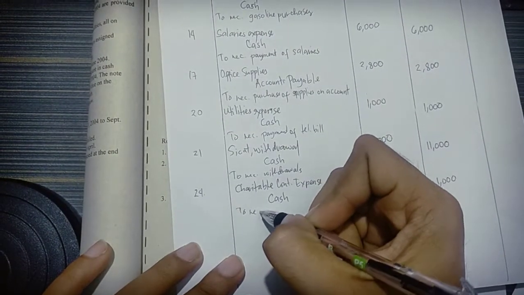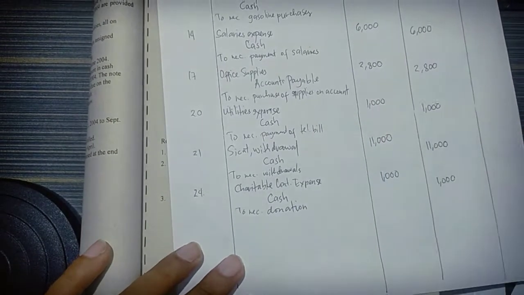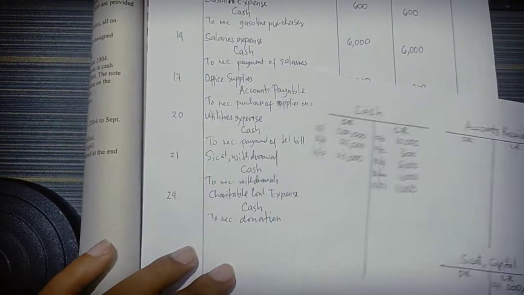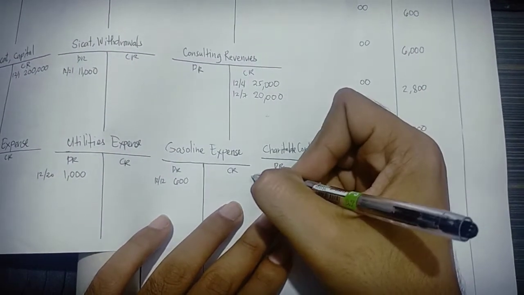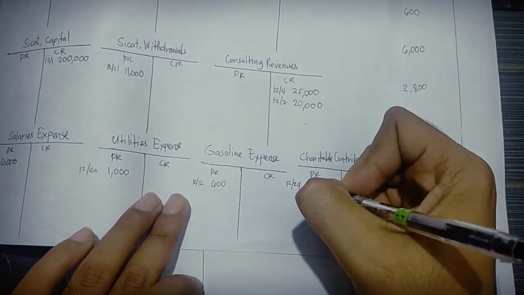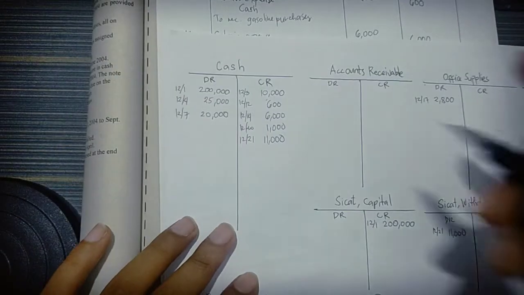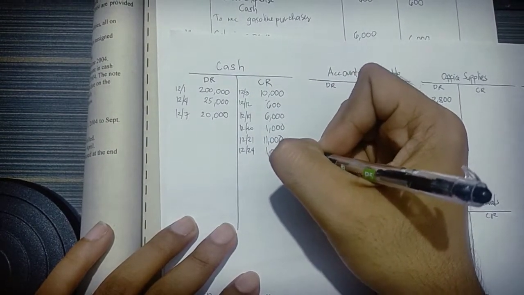So, to record what we did, the donation. Then reflect it here. Debit charitable contributions expense, December 24, 1,000. Then credit cash, 1,000 pesos.